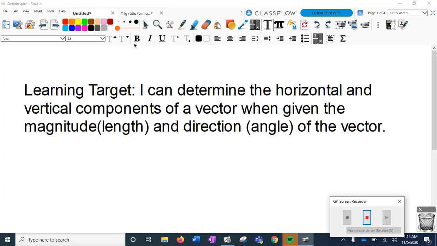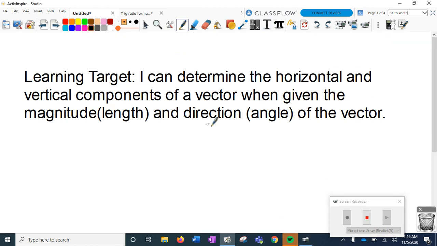We're going to continue talking about vectors, and this time we're going to start talking about something very important: the direction of the vector, the angle of the vector. So today's learning target: I can determine the horizontal and vertical components of a vector when given the magnitude, or the length, and the direction, or the angle, of the vector.